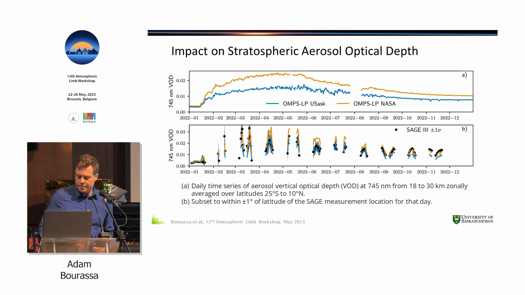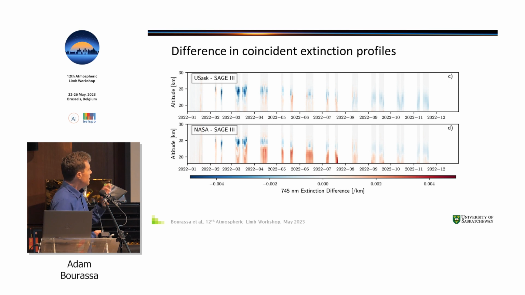So if we continue that analysis with SAGE, where we're only looking at coincidences within 1 degree of latitude, nice tight coincidences, but now just look at extinction as a function of altitude, and plot the difference in extinction between ALTIUS and SAGE and the NASA ALMS product and SAGE, you can see two things. You can see that underneath the volcanic plume, the NASA product is overestimating. This is this artifact of the blurring. But in the peak of the layer, both products are systematically too low.